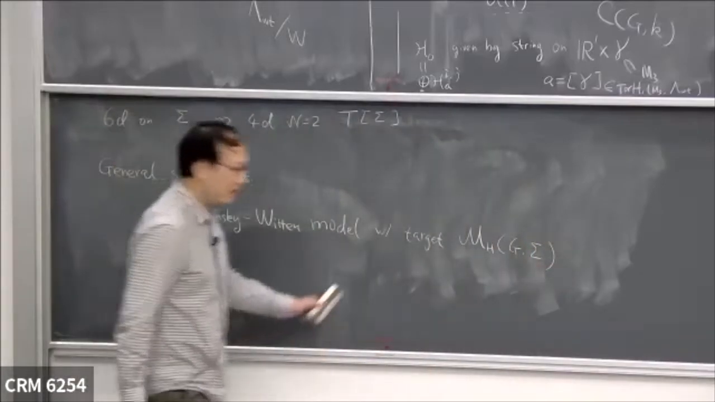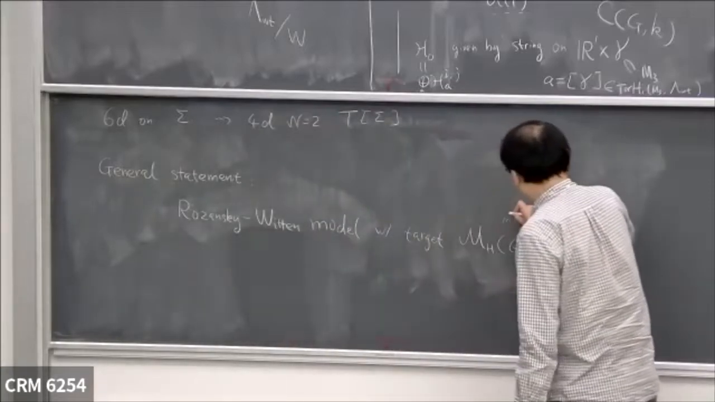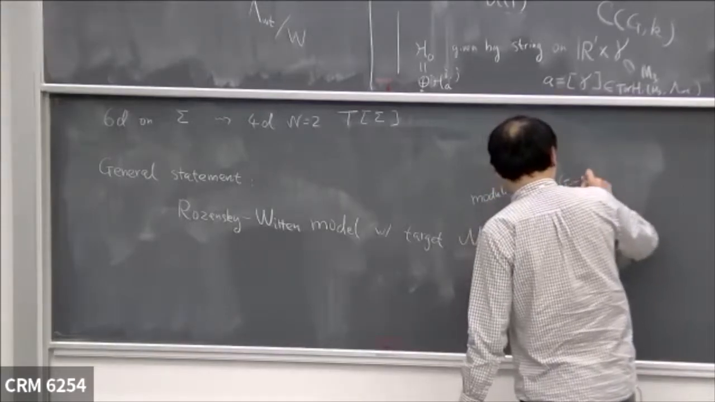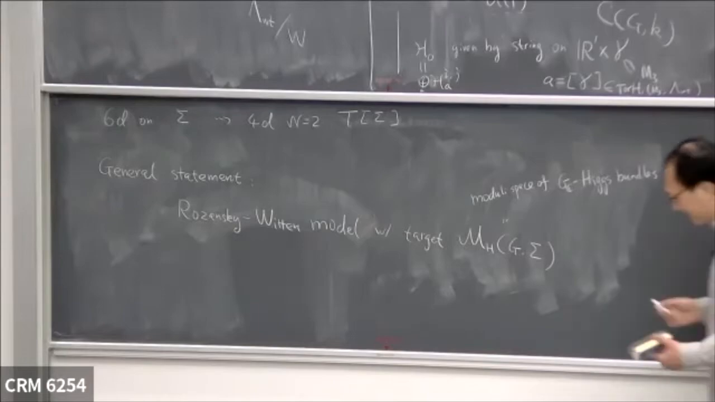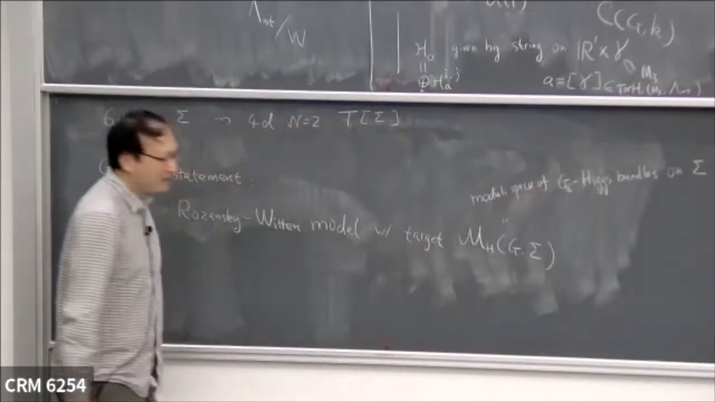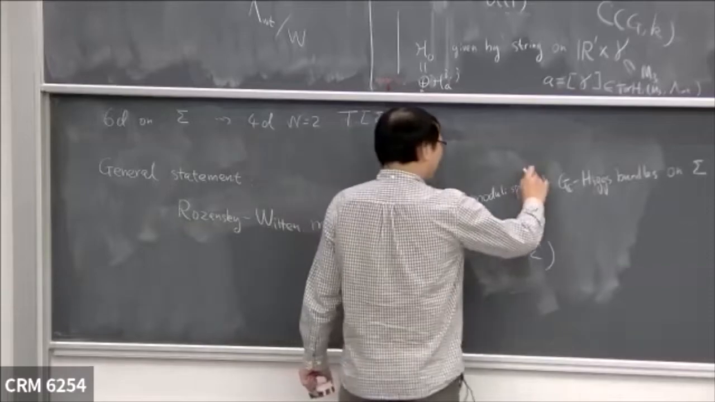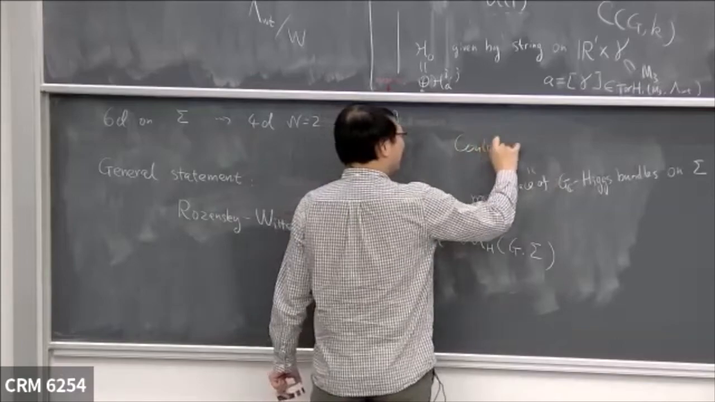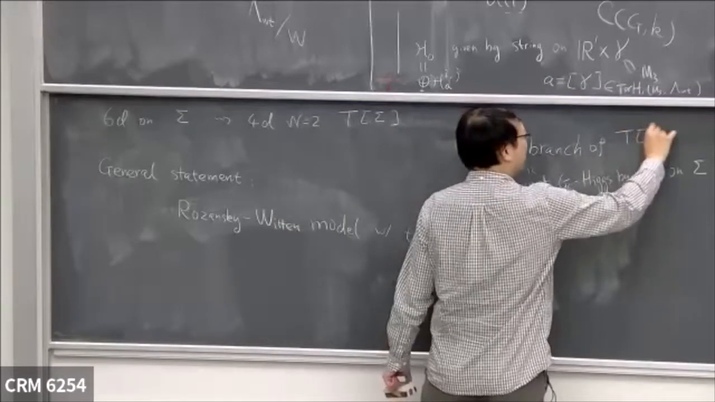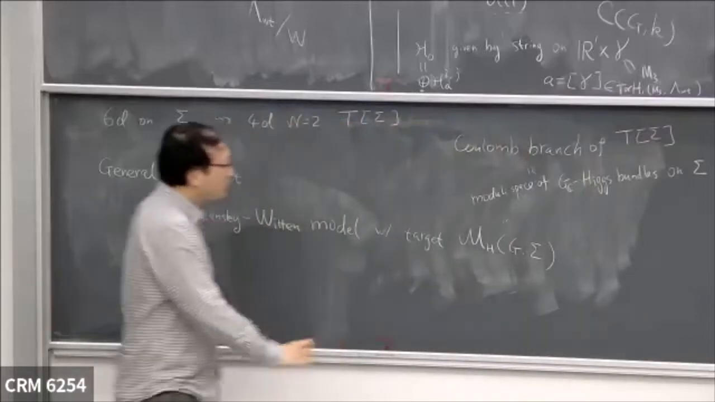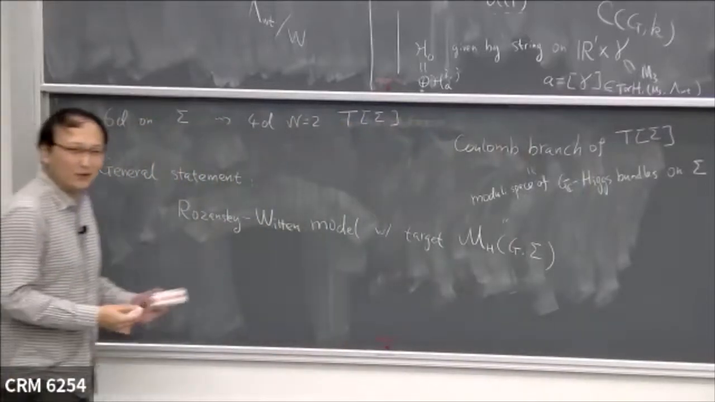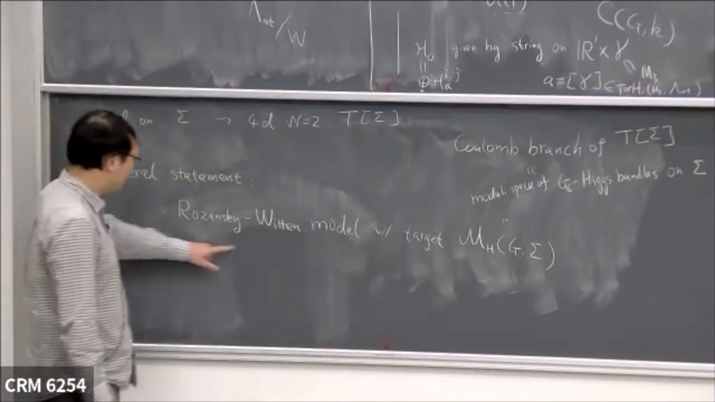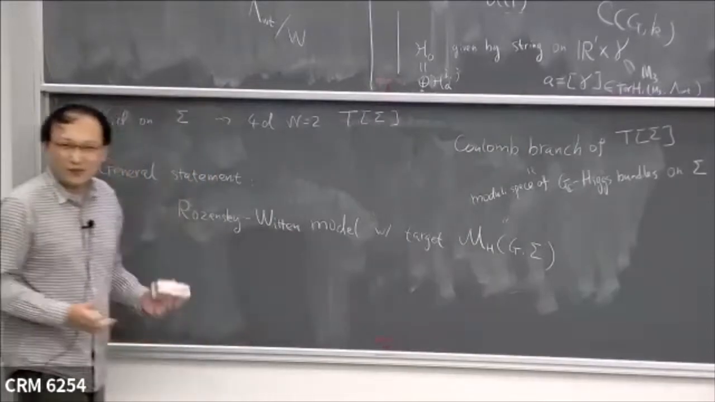So this space is what we have seen before. This is the moduli space of G_C Higgs bundles. And to again emphasize, I would write explicitly that this is also the Coulomb branch of the theory T sigma. I will say more about the meaning of Higgs and Coulomb branch in a minute, but just remark, what's the meaning of the Rozansky-Witten model?